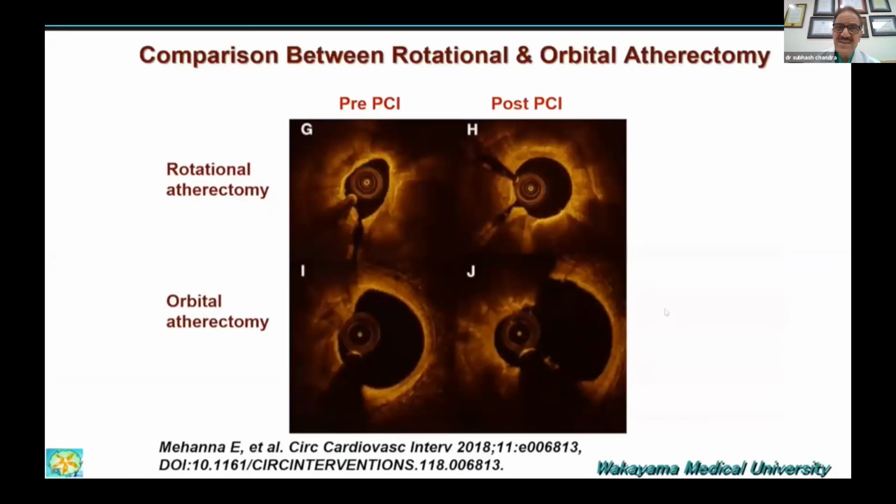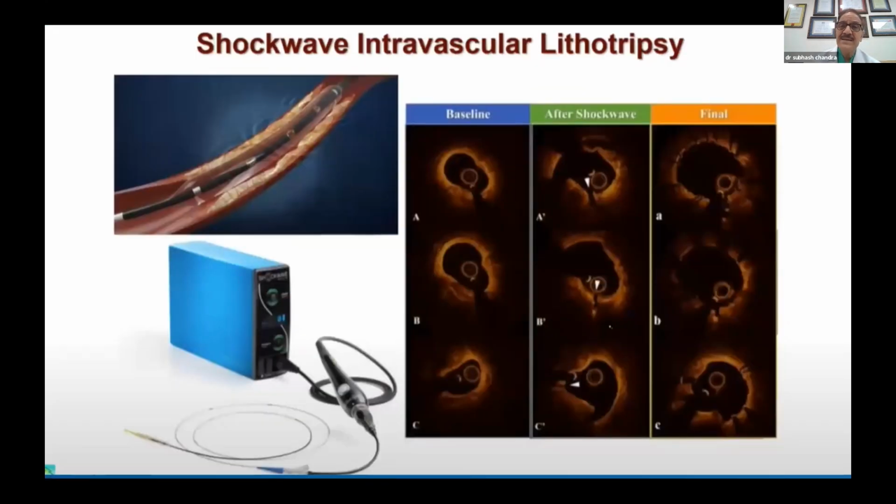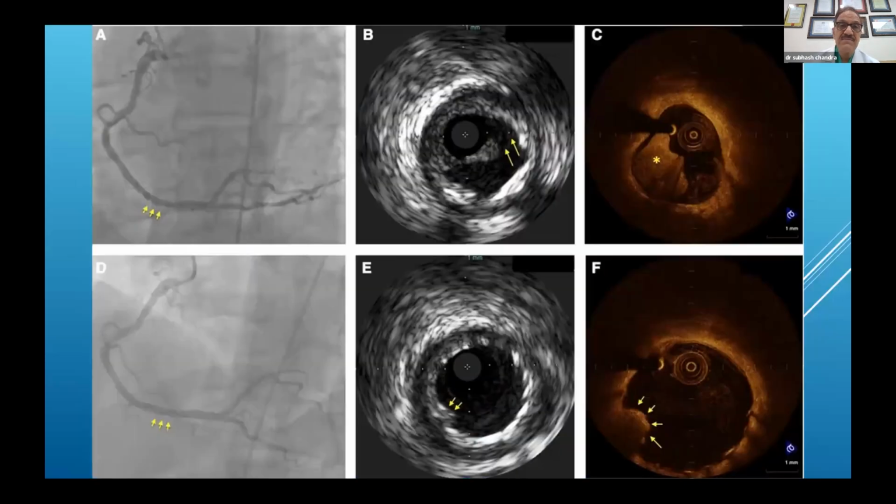If it is a concentric calcium, rotational atherectomy is a choice. If it is an eccentric calcium, orbital atherectomy could be of help. And you have to see post IVL whether fractures have been caused in the calcium, so as to ensure that the best stent implantation happens after this.